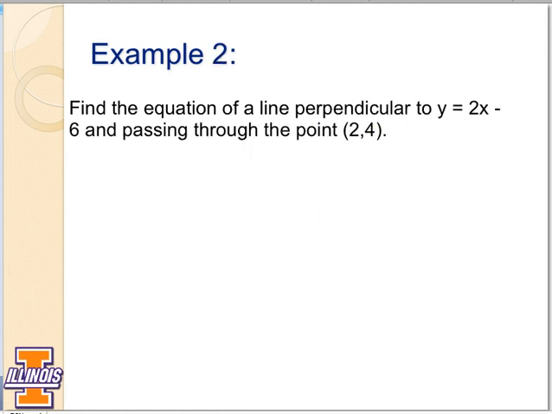Example 2. Find the equation of a line perpendicular to y is equal to 2x minus 6 that passes through the point (2, 4). So the old slope was 2, and remember we can make that into a fraction by doing 2 over 1. First thing we do is we change the sign, so the new slope is going to be negative. Then we reverse the order of the numerator and denominator, so we have 1 over 2. So the slope of the new line is -1/2.